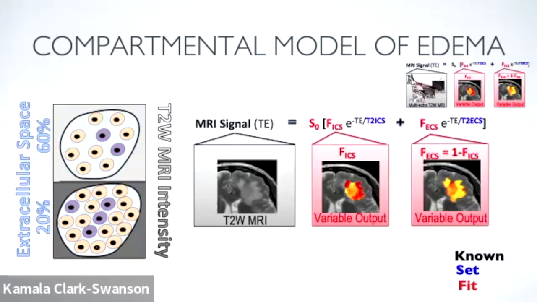But we know some things already that I've told you, which is that we're expecting the normal extracellular space to be about 20% of the brain, and then F_ICS and F_ECS, we're expecting them to both be positive and to sum to 1. So from there, we can really constrain the space over which we're looking for parameters and begin to fit this equation.